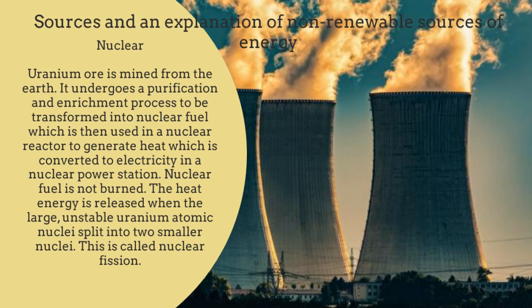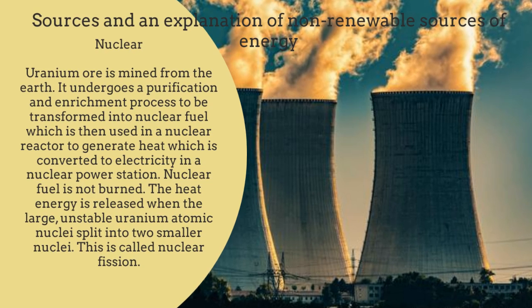Nuclear. Uranium ore is mined from the earth. It undergoes a purification and enrichment process to be transformed into nuclear fuel, which is then used in a nuclear reactor to generate heat, which is converted to electricity in a nuclear power station. Nuclear fuel is not burnt, the heat energy is released when the large, unstable uranium atomic nuclei split into two smaller nuclei. This is called nuclear fission.